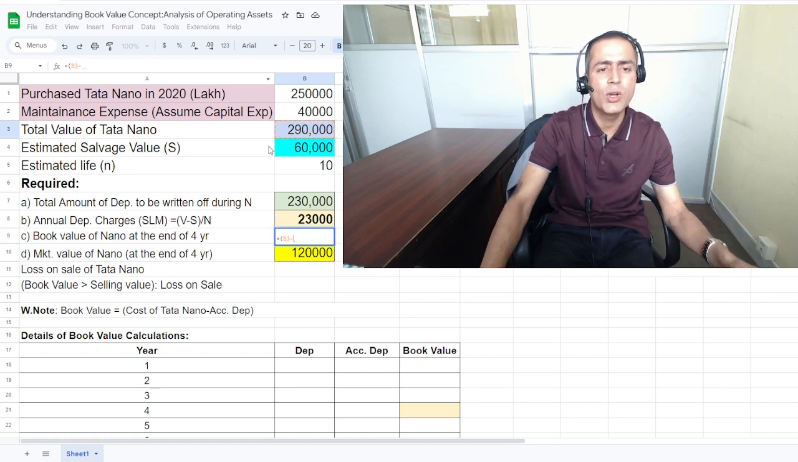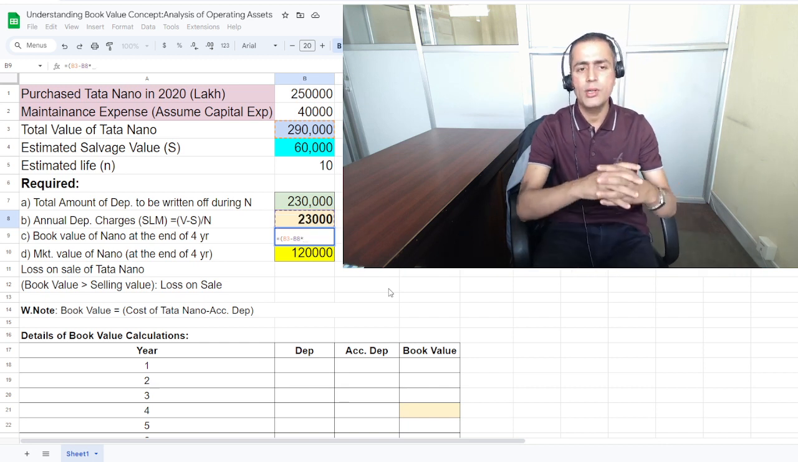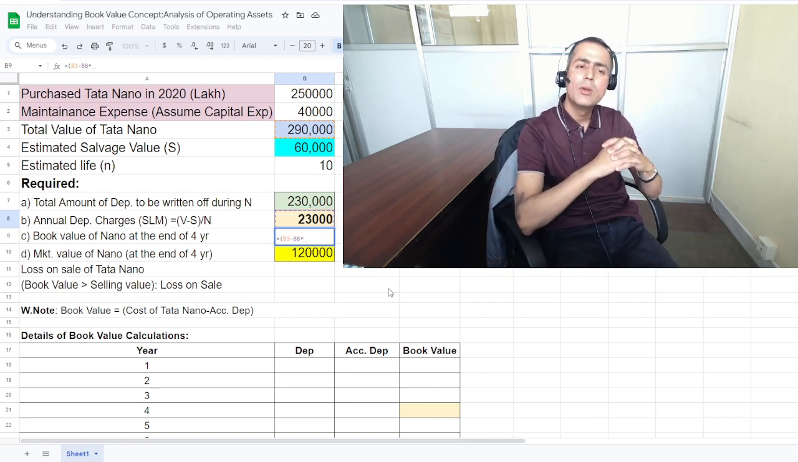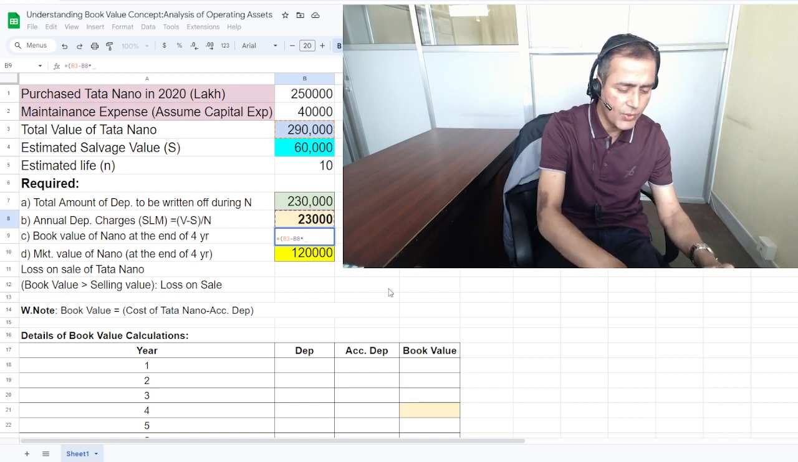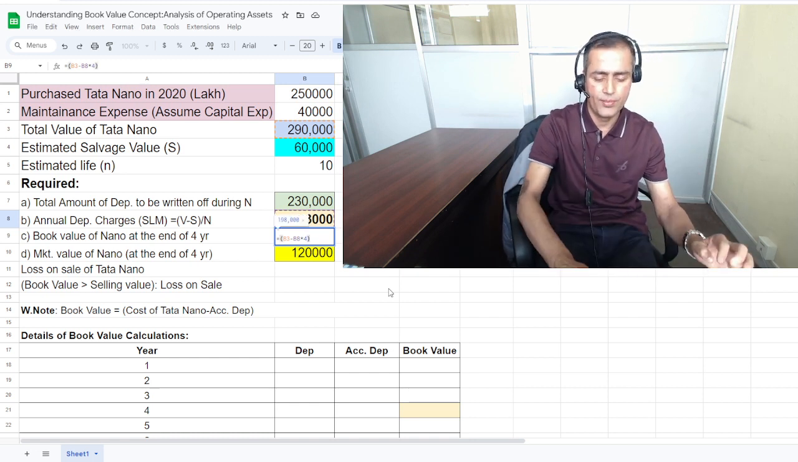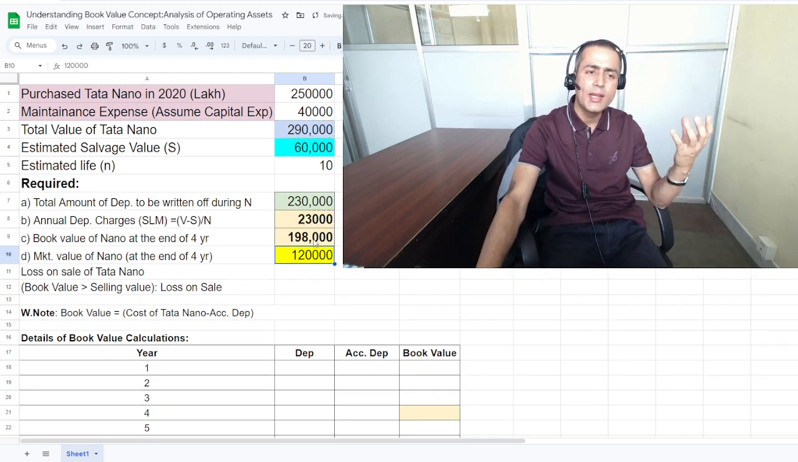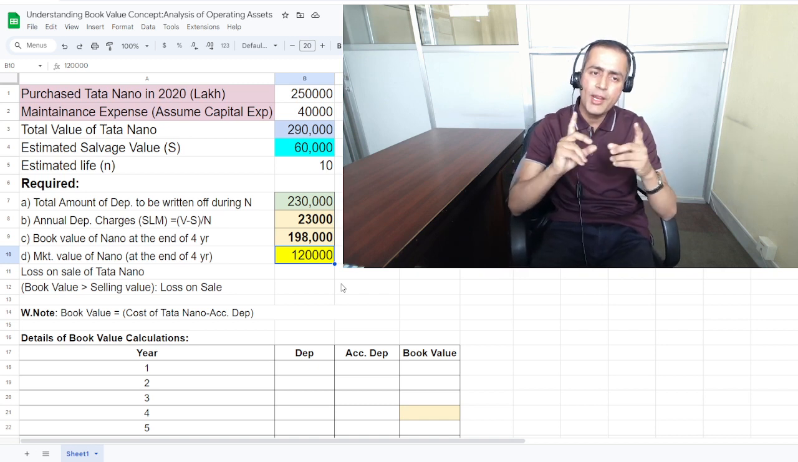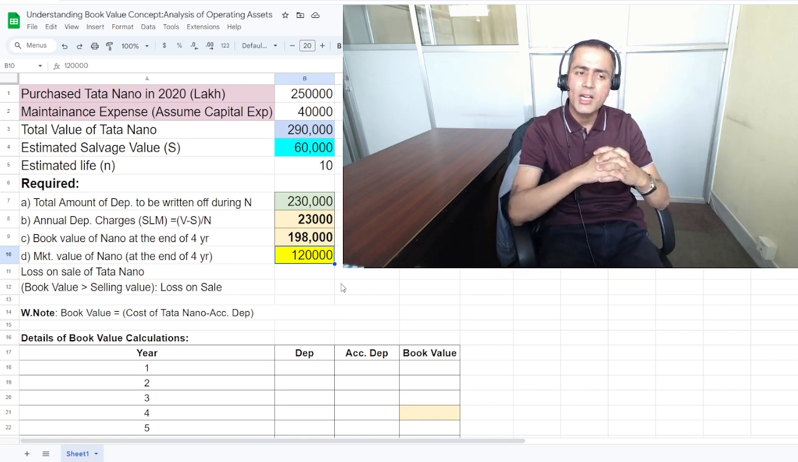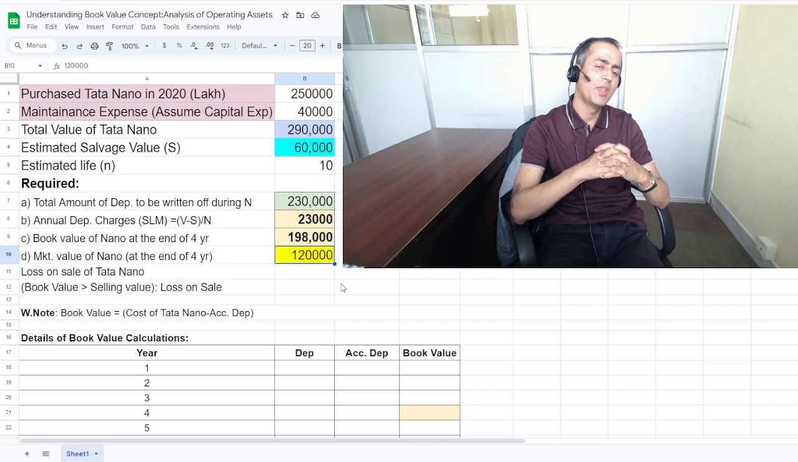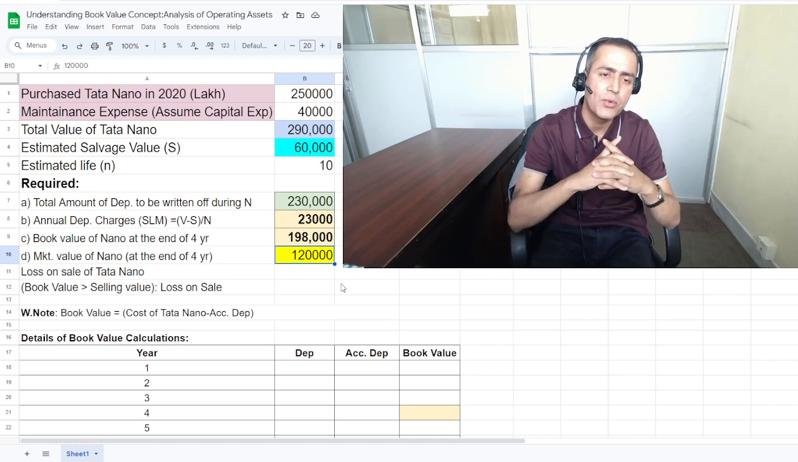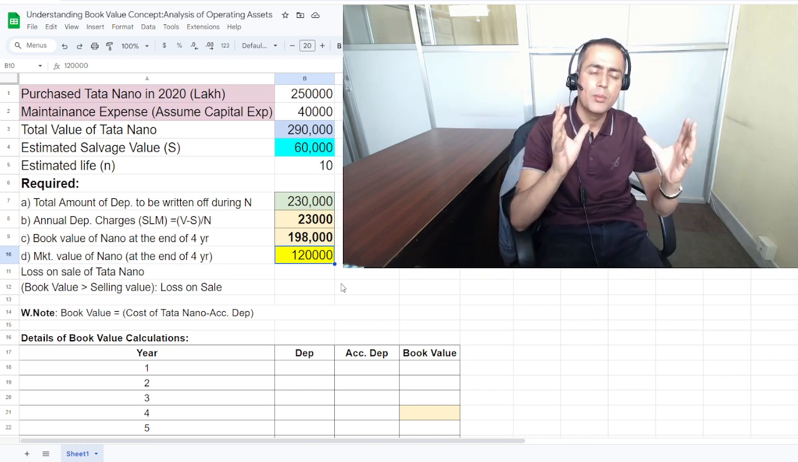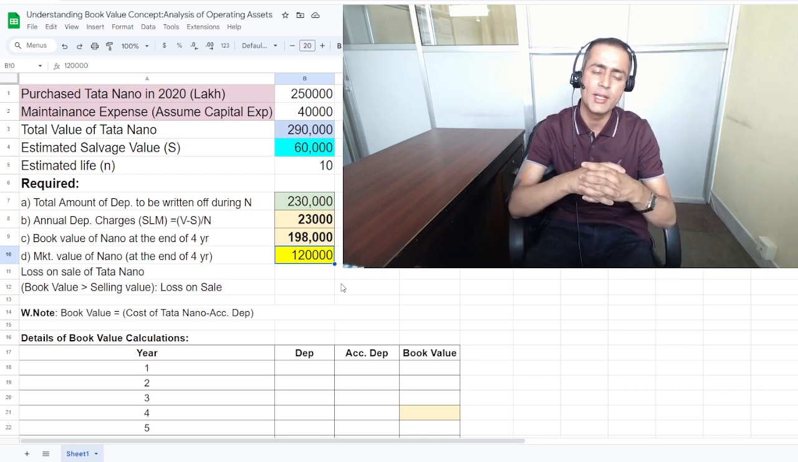minus, you see, what is your annual depreciation charge for this one, and how long you have used it, for 4 years, okay? That is why you just multiply by 4. So you would have 1,98,000 as your book value at the end of the 4th year. Now if someone is providing you 1,20,000 as a market value at the end of the 4th year, rationally you need to calculate the book value at first.